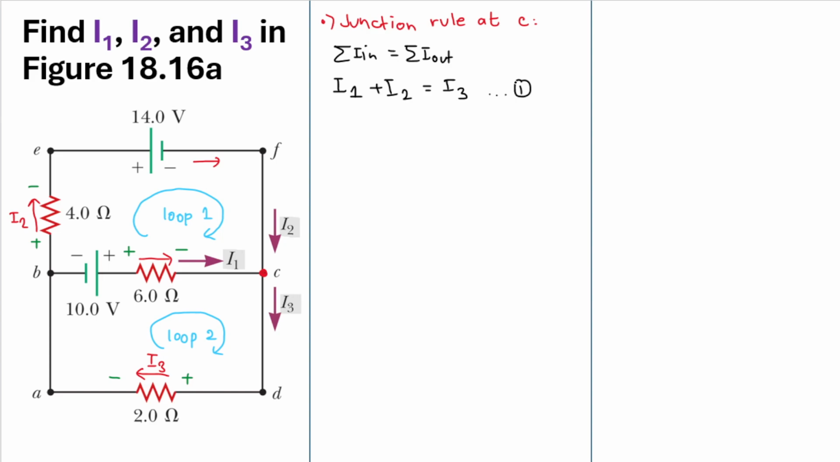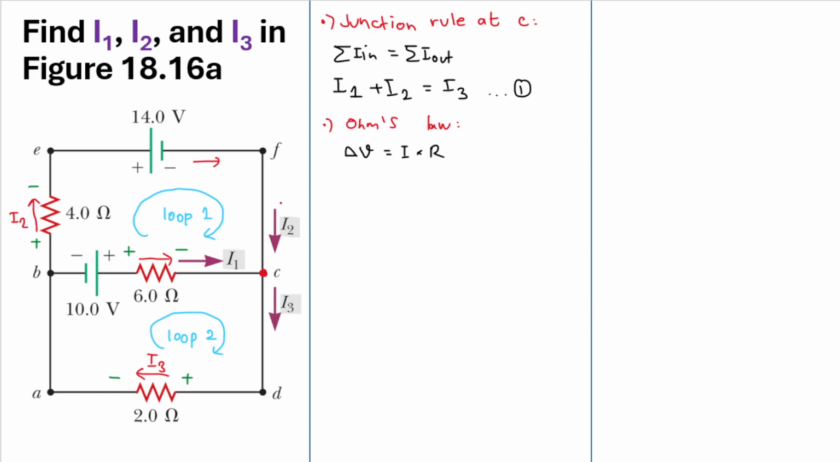Okay, now let's remember the loop rule. The loop rule says that the sum of the voltage in a loop is equal to 0. But here we have some resistors. To get the voltage from a resistor, we have to remember Ohm's law. So let's remember Ohm's law first. Ohm's law says that the potential difference across a resistor, delta V, is equal to the current multiplied by the resistance. This will be very helpful later.